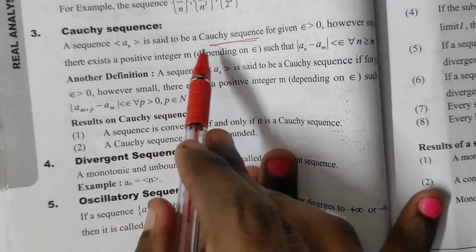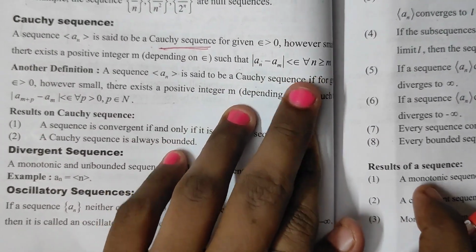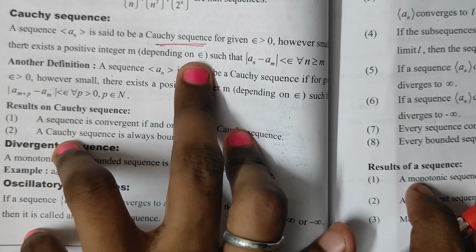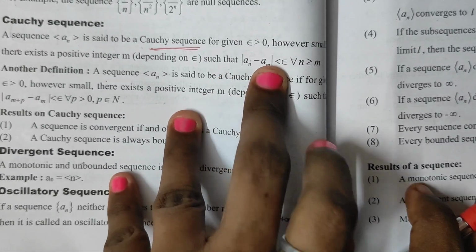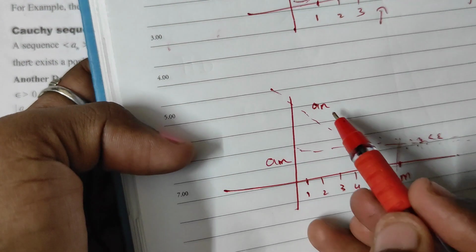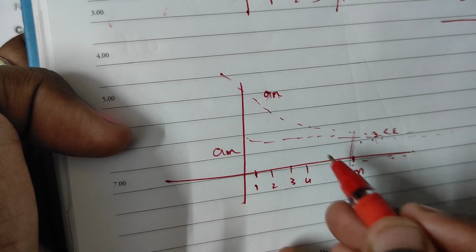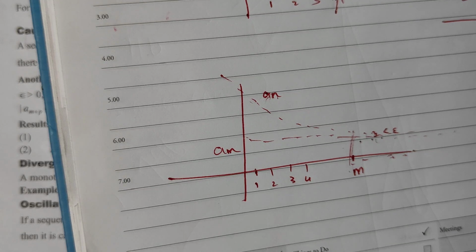See the definition now. A sequence a_n is said to be a Cauchy sequence if for a given epsilon greater than 0, however small, there exists a positive integer m depending on epsilon, such that the distance between a_n and a_m is less than epsilon for n greater than m. After this m only, the distance between the terms will be less than epsilon.